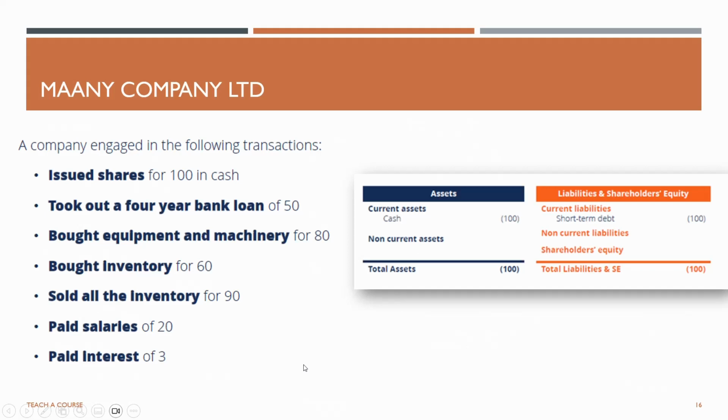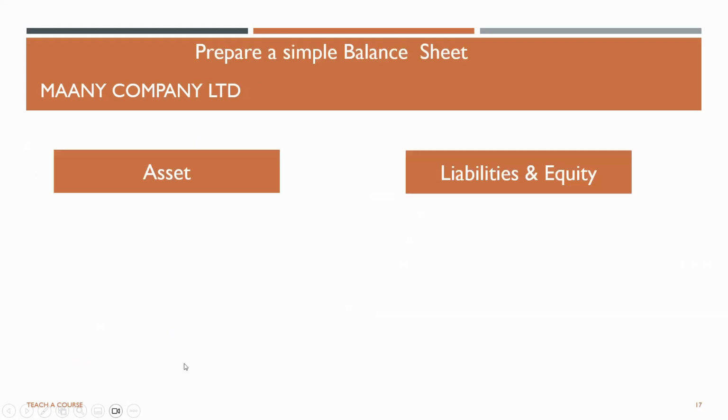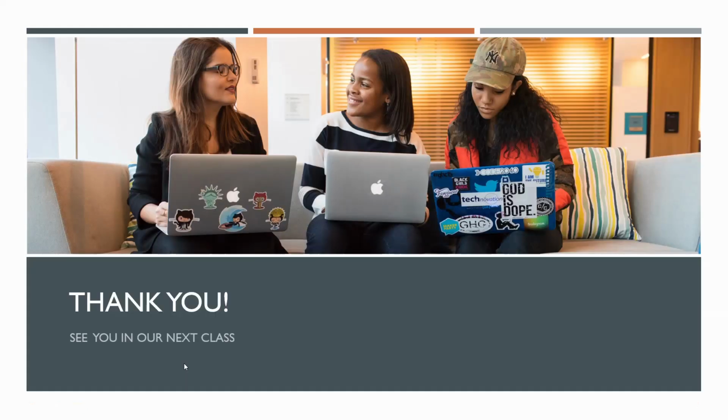I need you to try this by generating a very simple balance sheet for our imaginary company called Money Company Limited with these various financial records. Shares issued, they took a loan for 4 years, which is like a long-term loan. They bought equipment and all that. Try this. Whatever answer you get, take a picture of it, send it via WhatsApp or join our WhatsApp group chat, and various participants are also going to assist you.